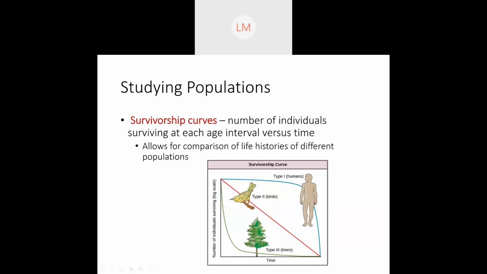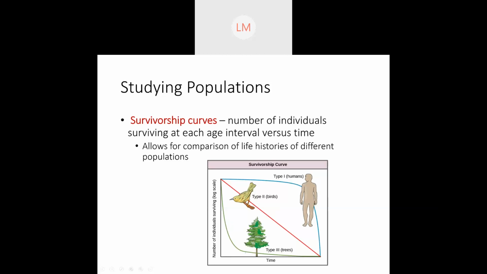But as time goes on and we hit these older age ranges, we start to have a really high rate of mortality. Type 2, that constant mortality is just going to be a straight line over time. But then in type 3, where we start with a large number of offspring, but not a lot of them survive, we have really high mortality at an early age. We're going to see a steep drop off here.